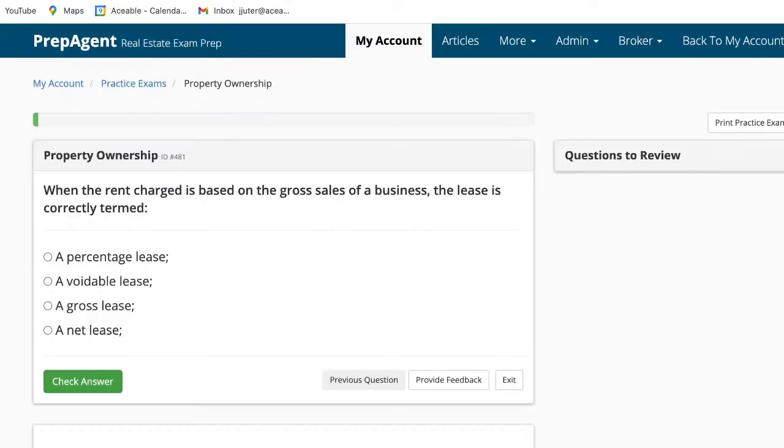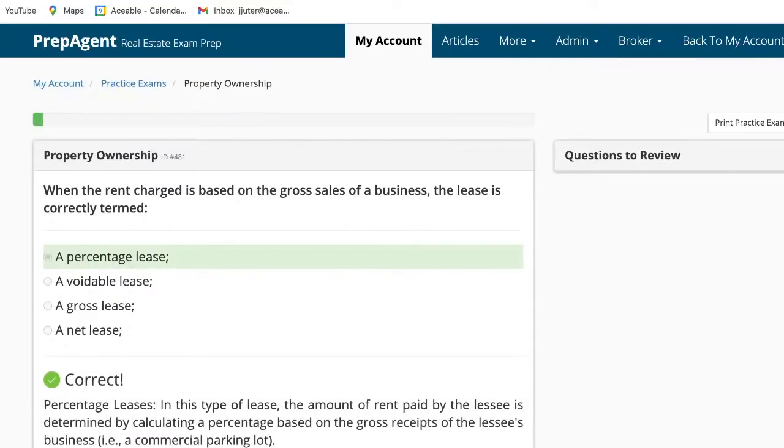And the answer is a percentage lease. What kind of lease would you have for your average residential property? That'd be a gross lease. A gross lease. Good.